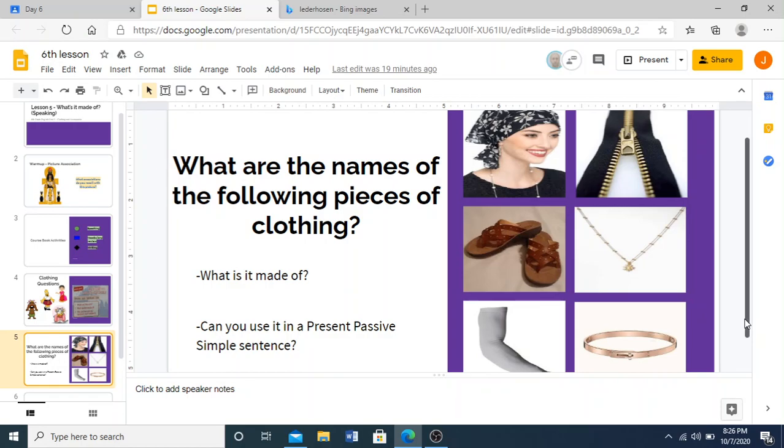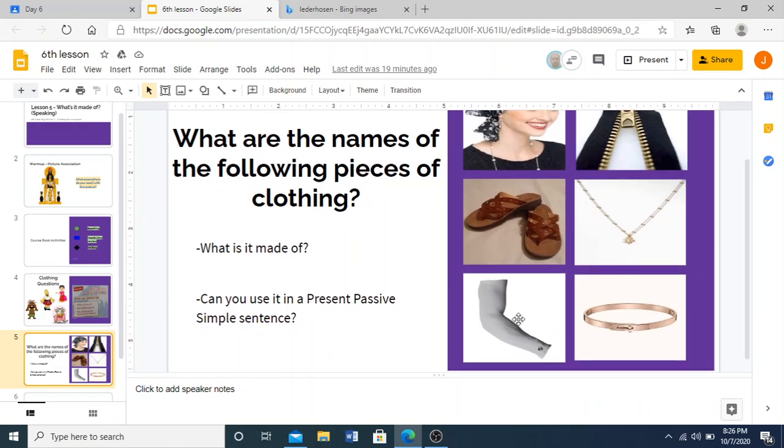Sleeve. This is a sleeve. If you're wearing a shirt that has a long arm, actually it's called a long sleeve, not an arm. Okay, so if you're wearing a shirt that has this, it's called a sleeve. There are short sleeves and there are long sleeves, but this is a long sleeve.